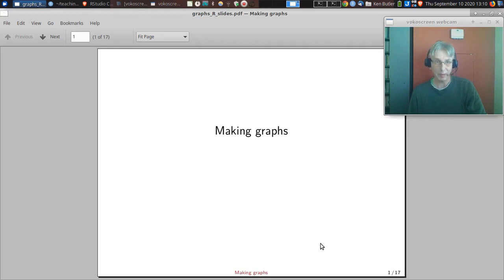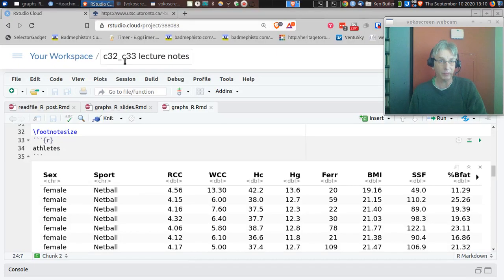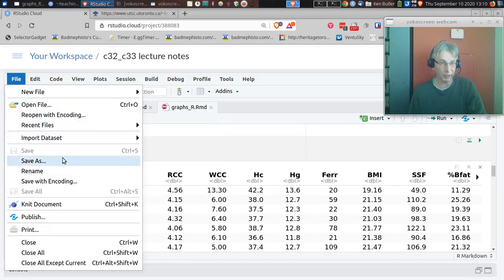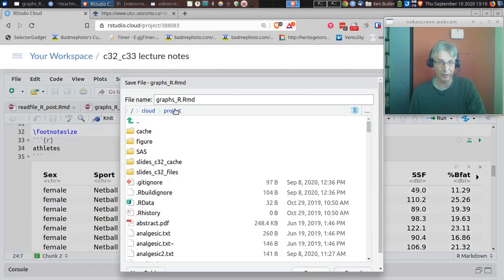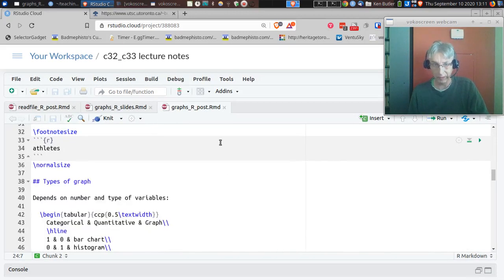Today we're going to be making some graphs, and I'm going to show you how to do that in R, and we don't have that, we have this. This is my lecture notes in my R project, and just before I start, I'm going to save this one as graphs_R_post, because if I'm going to fiddle with this, I want to share the fiddled-with version with you as well. Alright, so we'll get rid of that. We don't need to see that yet.